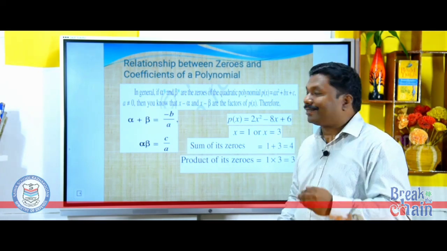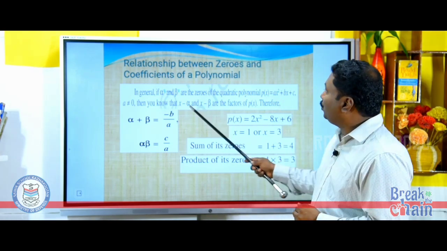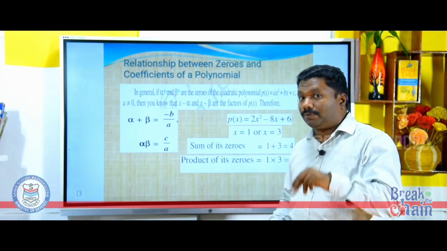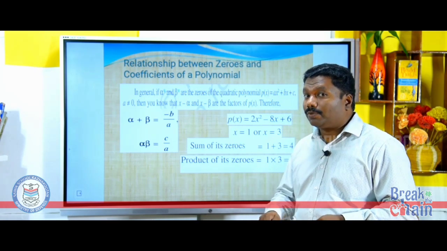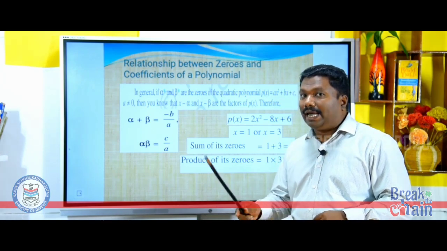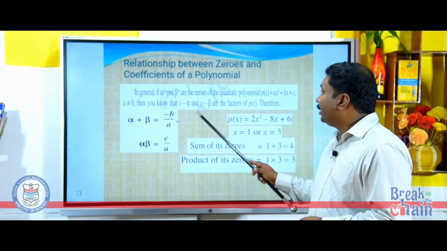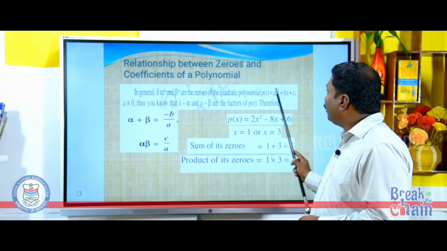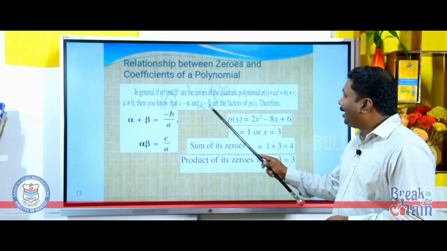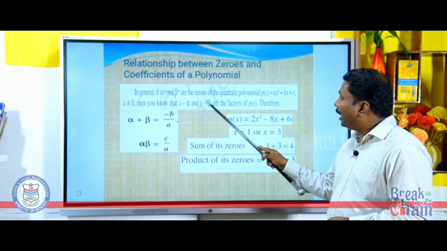Then its factors are x minus alpha and x minus beta. We can factorize this polynomial into the form x minus alpha into x minus beta. If the given polynomial p of x is ax square plus bx plus c, and its zeros are alpha and beta, then its factors are x minus alpha and x minus beta.